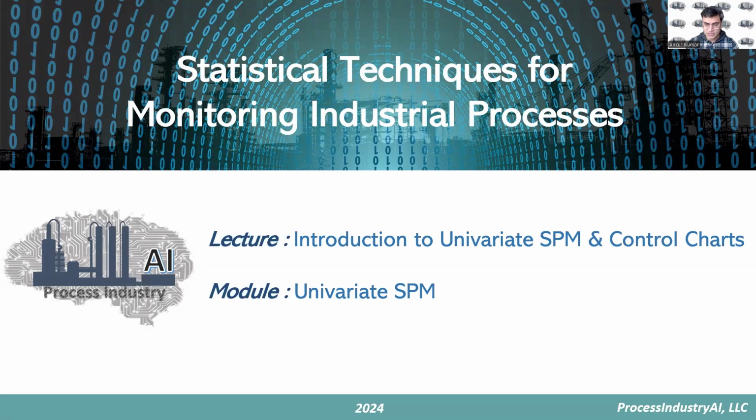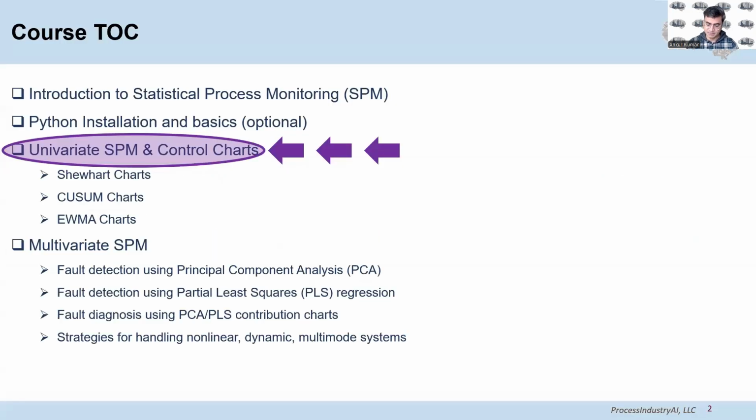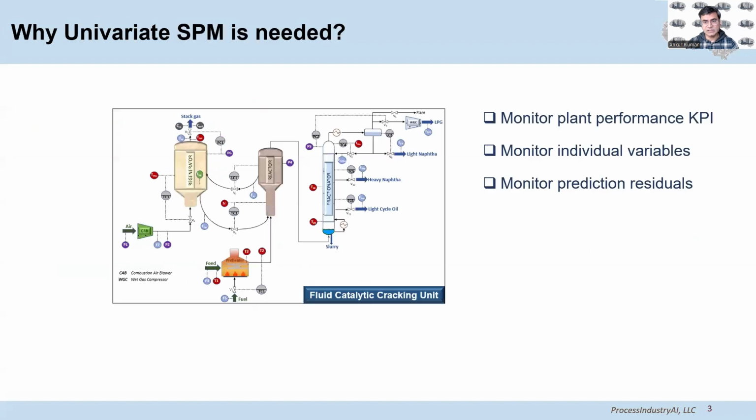Hello, welcome to this first lecture on Univariate SPM. In the previous lectures, we emphasized the importance of multivariate monitoring. However, univariate monitoring, where we monitor only an individual signal, is not of no use and finds utility at several places. Let us consider a couple of motivating examples.